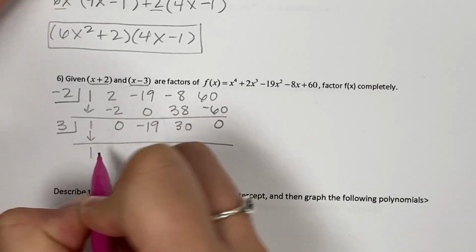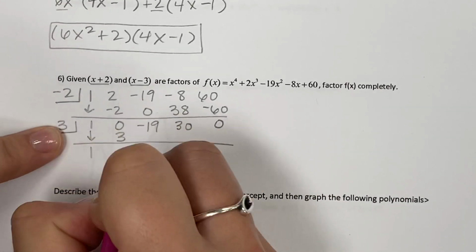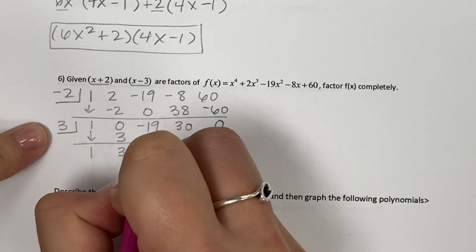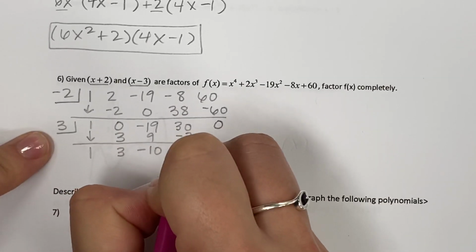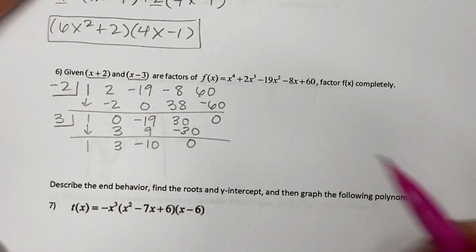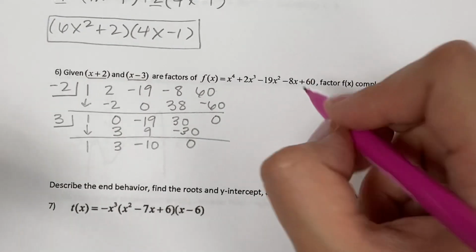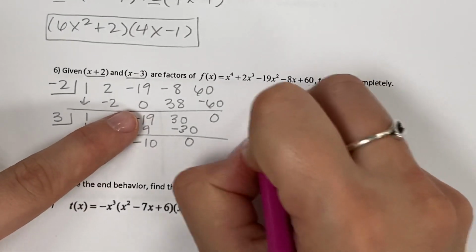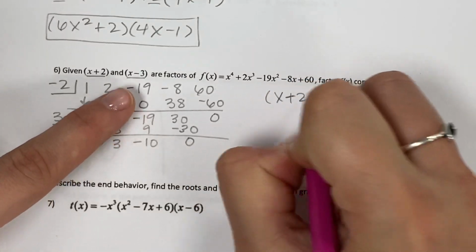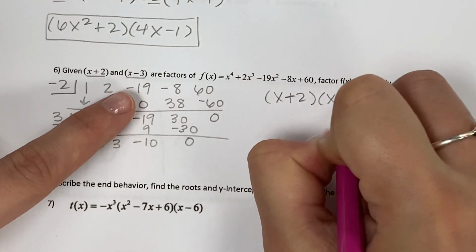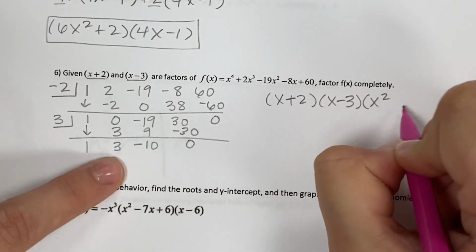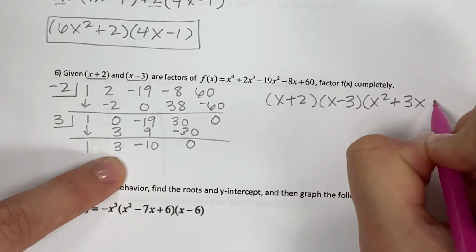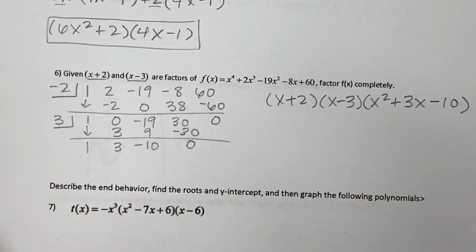So bring down the 1. 1 times 3 is 3. 3 times 3 is 9. That's negative 10. There's our negative 30. Okay, so if I'm going to completely factor, I've already factored out an x plus 2, an x minus 3, and now what's left will be x squared plus 3x minus 10.